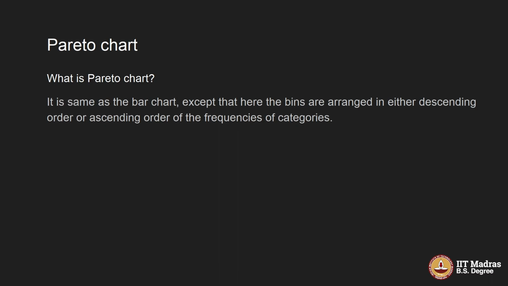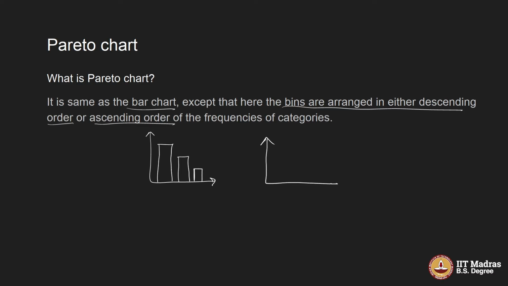Now, what is the Pareto chart? It is the same as the bar chart, except that the bars are arranged in either descending or ascending order of the frequency. Before, what I drew was a bar graph. But if we have the bars in order, in descending order or in ascending order, then we say that the chart is a Pareto chart.